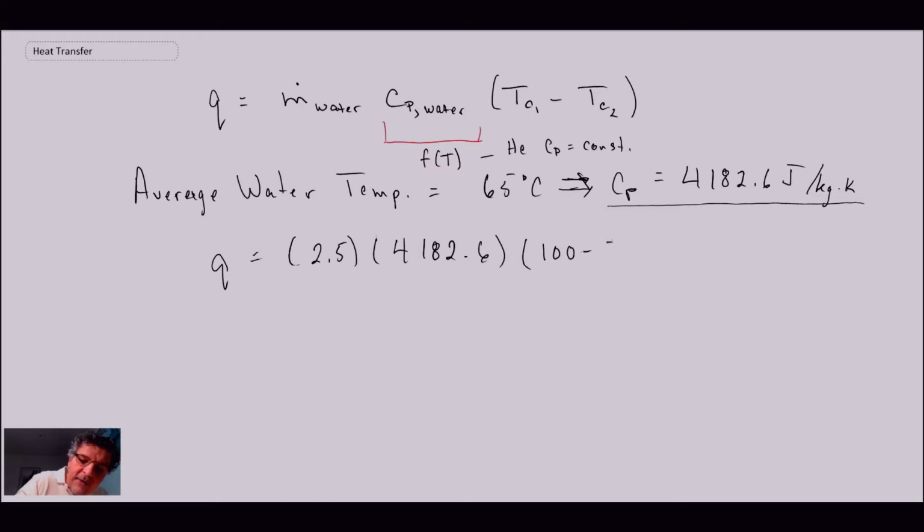And then we have 100 minus 30. We end up with then 731.96 kilowatts is the heat exchange. Now, that is giving us the heat transfer. We want to determine the area. So what we need to do next is determine the log mean temperature difference. So let's do that next.